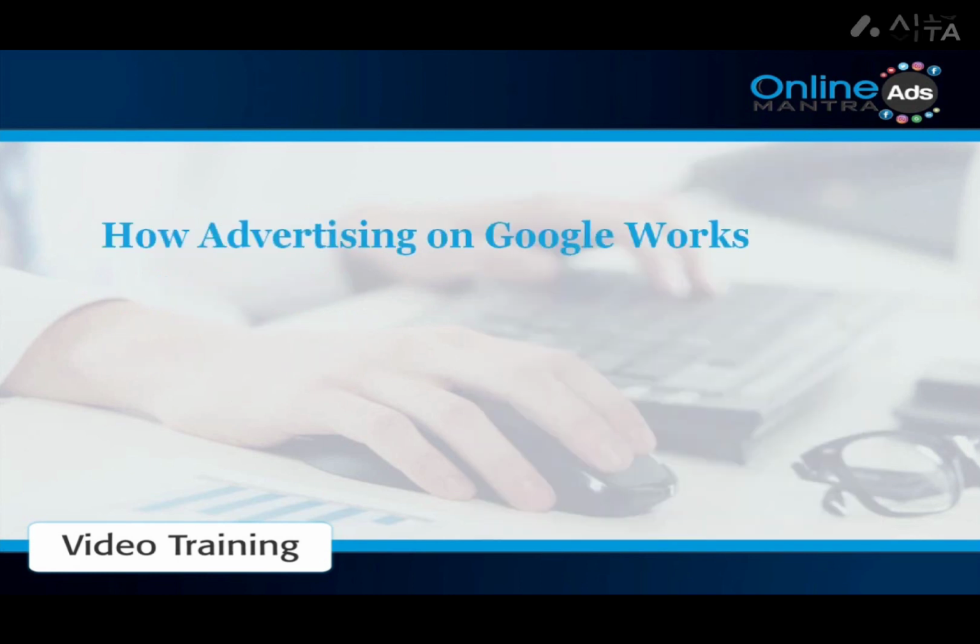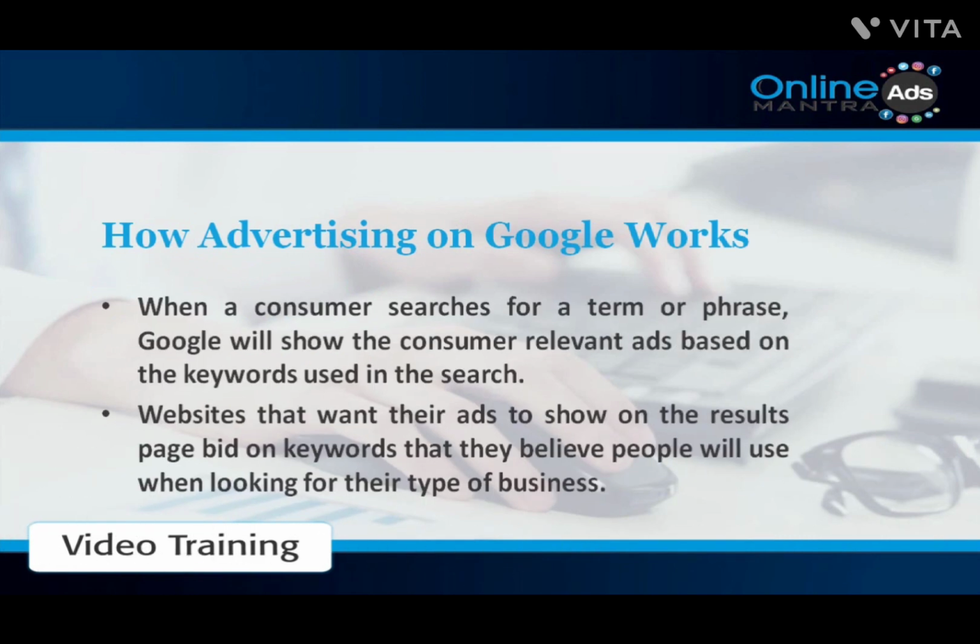How advertising on Google works. When a consumer searches for a term or phrase, Google will show the consumer relevant ads, based on the keywords used in the search. Websites that want their ads to show on the results page bid on keywords that they believe people will use when looking for their type of business.